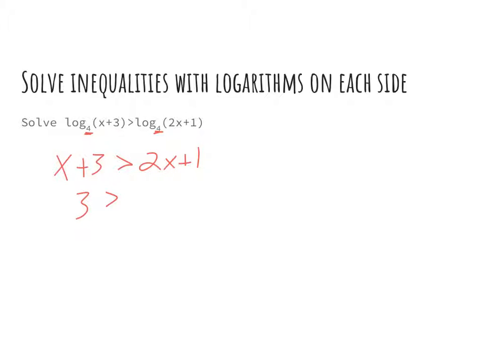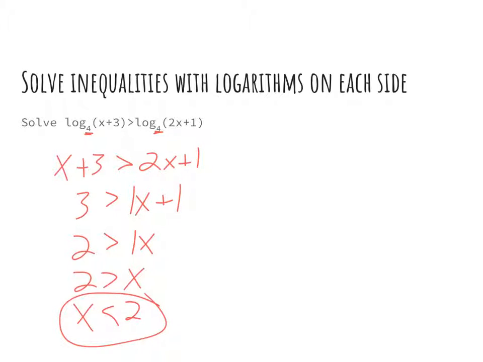Subtracting an x over to the other side. Subtract the 1 over to the other side. Divide both sides by 1. And then the last thing I would do here is rewrite it so that the variable is on the left. So instead of saying 2 is greater than x, I would say x is less than 2. That would be my final answer.